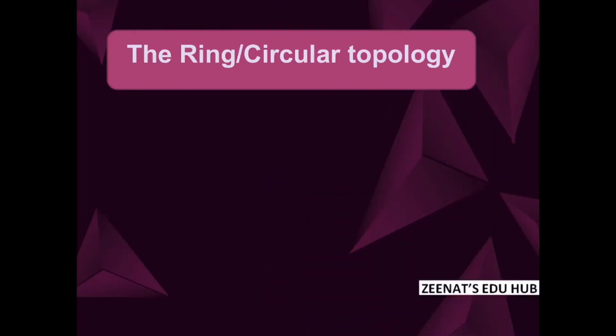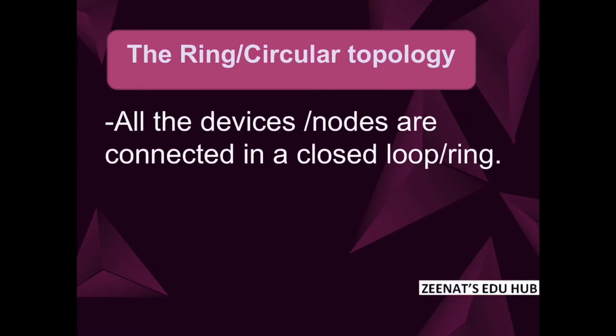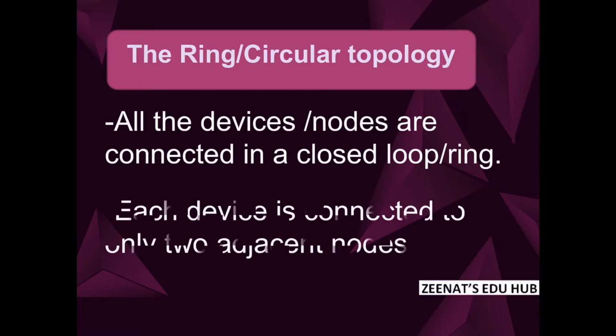The ring topology is also called circular topology. Nodes are connected in such a manner that they form a closed loop in the shape of a ring. Each device or node is connected to only two adjacent or neighboring nodes for communication.